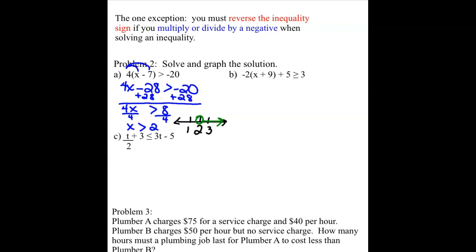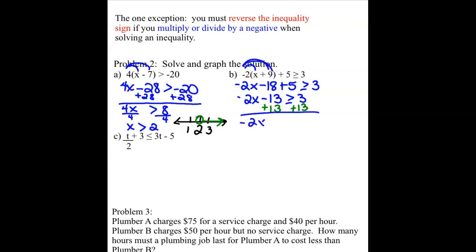Okay, example 2. Again, we have some distributing to do to clean this up. So negative 2 times our x, negative 2 times the 9 would be negative 18. Plus 5 is greater than or equal to 3. We can clean up the negative 18 plus 5 would be negative 13 if we combine those like terms. All of our x's are on the left, so I'm going to bring the constants to the right side. It's a subtract 13. To undo that, I have to add 13. That gets me the statement negative 2x is greater than or equal to 16.